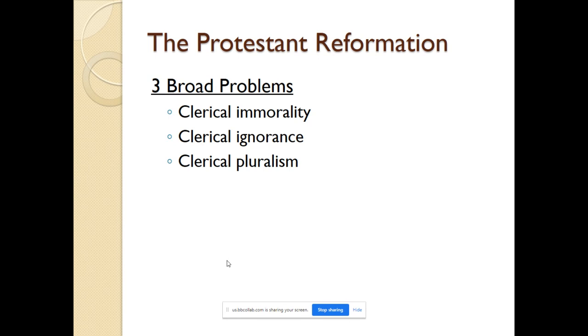And then the last problem is clerical pluralism. If gaining church office was a way to power and money, what if you could have two church offices? What if you could be the priest in two different districts? What if you could be the bishop of two different dioceses? And this happened. Pluralism, more than one. People were holding more than one church office in order to gain more power and more money. That was a relatively common occurrence. And of course, you can't be priest in two places at once. So people have a big problem with this.